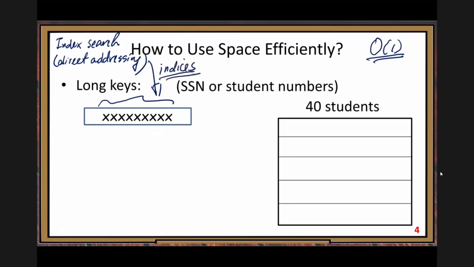Indices, that means you need to create an array large enough that the elements using these big numbers as indices can be stored in your array. Okay? So definitely it's not efficient. Only 40 students, but you use hundreds of millions of storage locations. That's the reason this algorithm is useless in the real world.